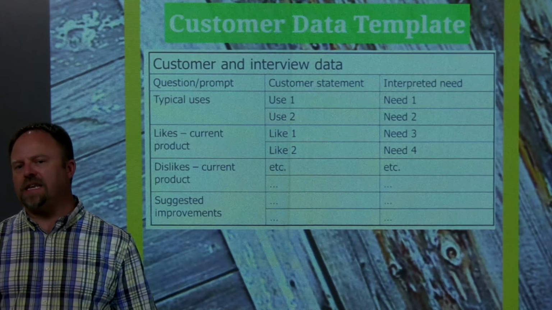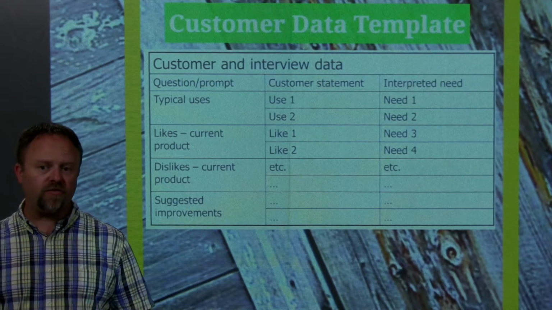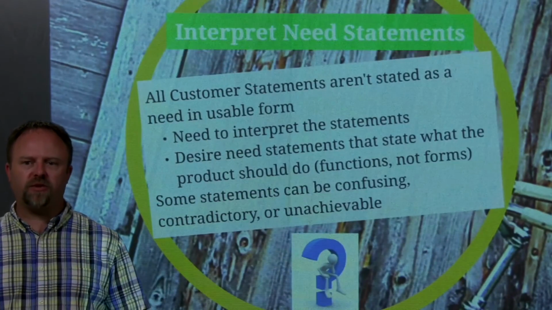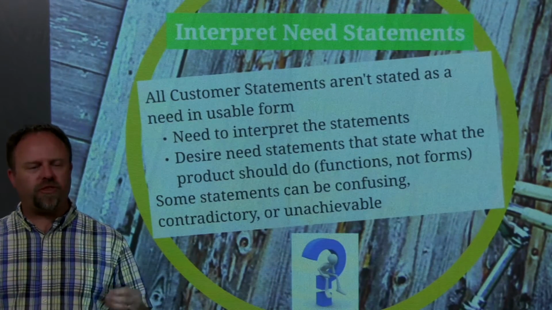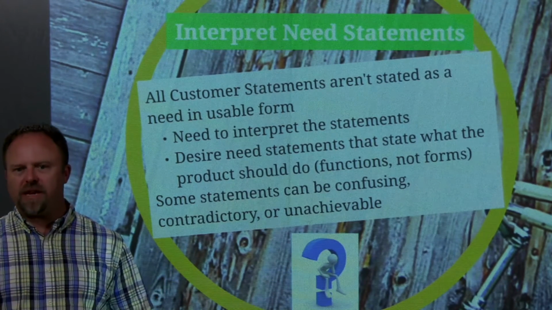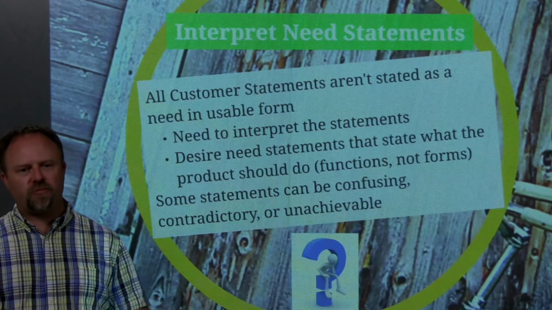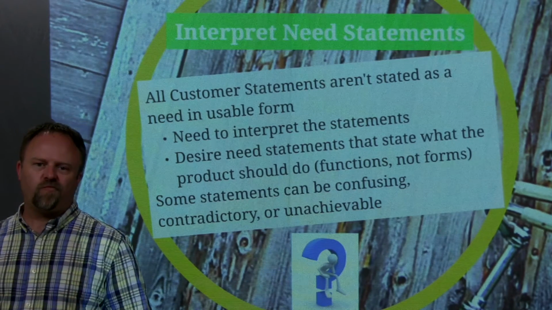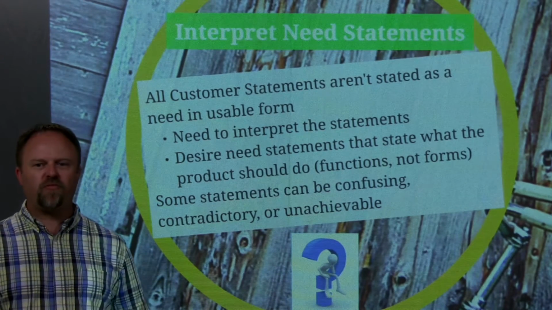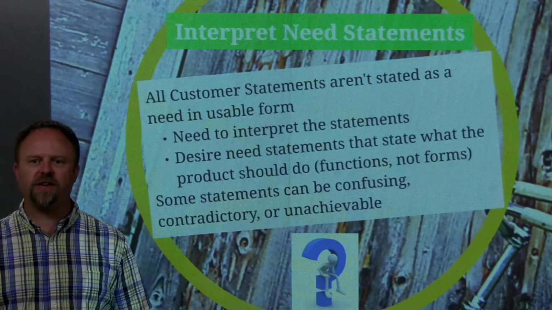But then we try to get a need statement for each of those statements that was made by the customer or by the interview person. So we'll talk about that and how we can do that. We have to interpret the needs from what the customer said into something that's a usable form that we as engineers can use to help us make decisions in the design process. We need to take the statements that they said and interpret them into a need. A lot of times it's a little bit confusing, but we want to take what they said and write it in a way that projects some function of the product that you're trying to design.